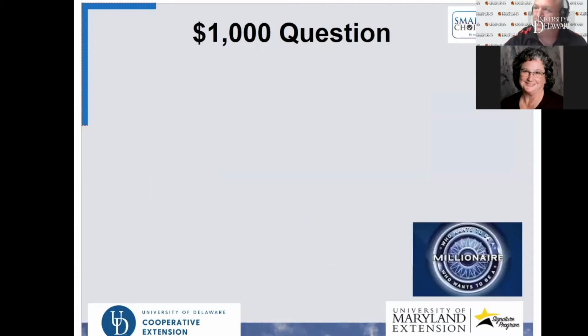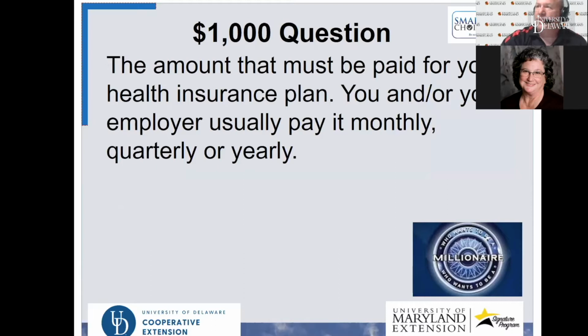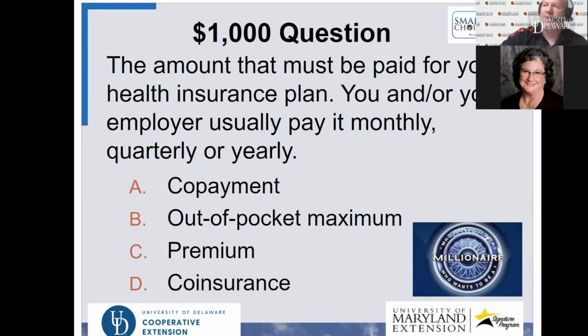So our $1,000 question is, what is the amount that must be paid for your health insurance plan, that you and your employer usually pay monthly, quarterly, or yearly? And your options are copayment, out-of-pocket maximum, premium, and coinsurance. So in the chat box, tell me what you think the answer is. And we see you have a lot of C's, so absolutely, C is the correct answer.